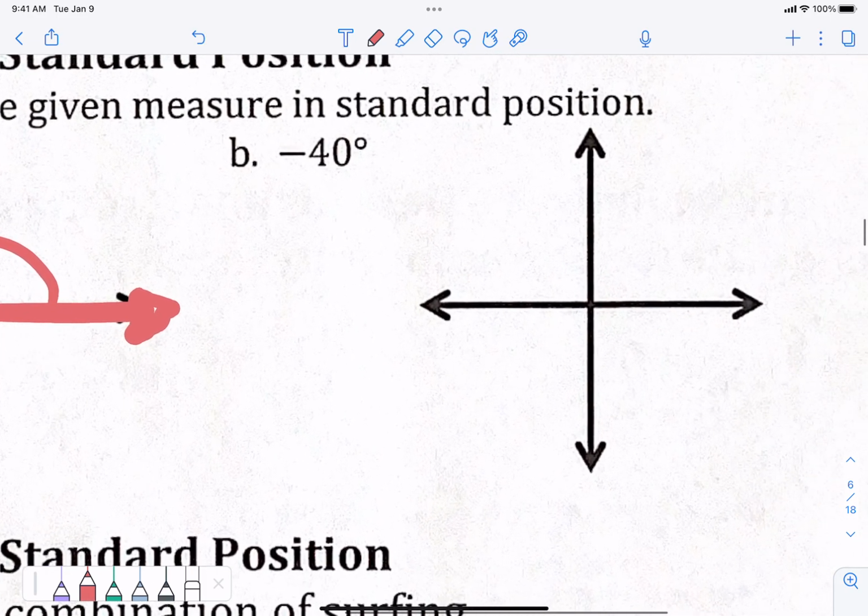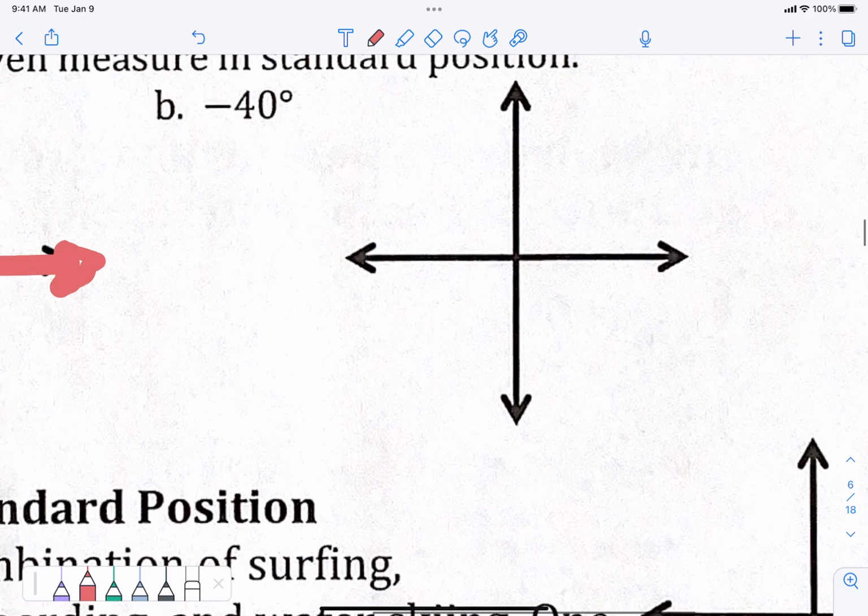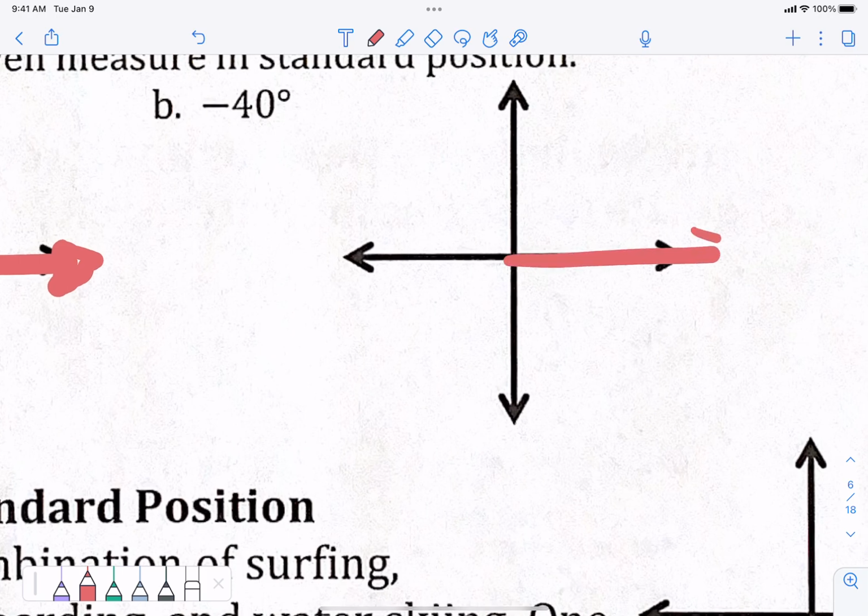Okay, so let's go to B. B is a negative 40 degrees. Okay? Negative 40 degrees. We're still going to start in standard position this direction, but we're going to go clockwise. So if I go clockwise 40 degrees, we're in quadrant 4.